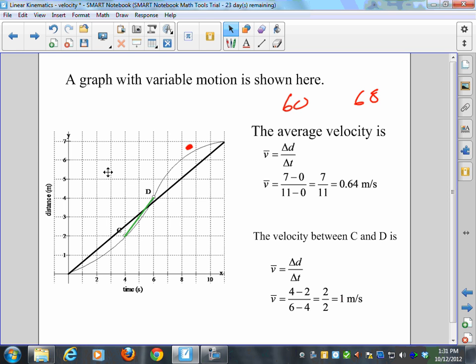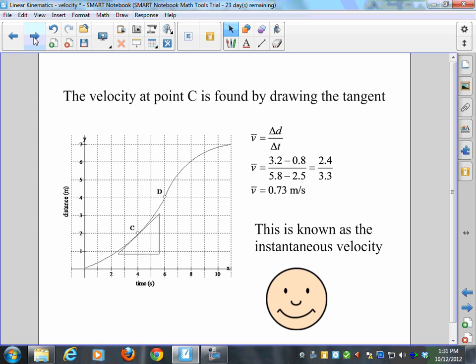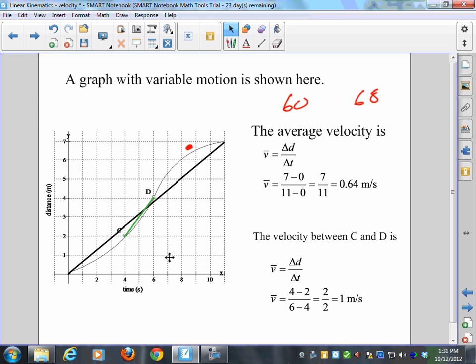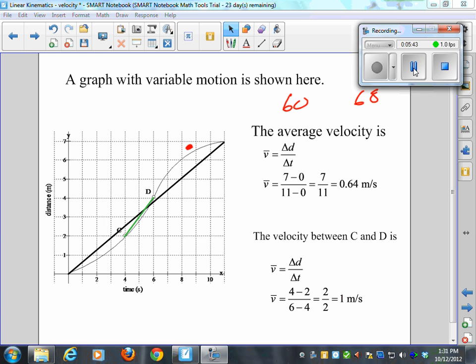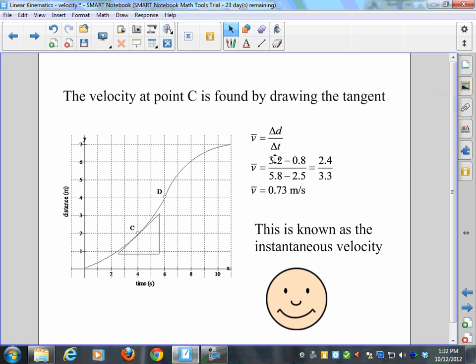Now, if we want to do instantaneous velocity, we're going to have to actually do that tangent line. And here's an example of that. Okay, so the velocity at point C is found by drawing the tangent. You can find velocity over an interval. If it's an instantaneous one, you have to draw a tangent line. And I drew it right there.